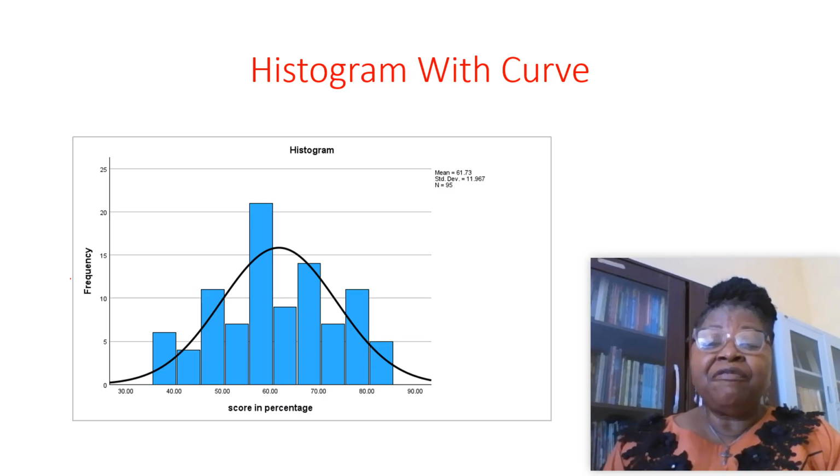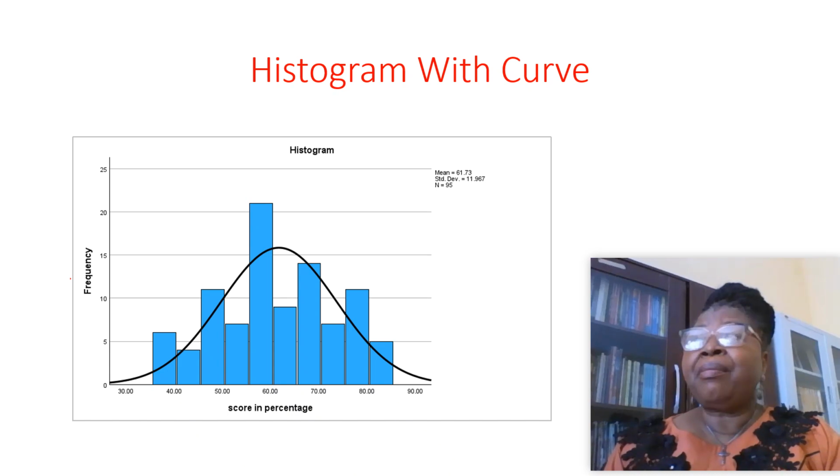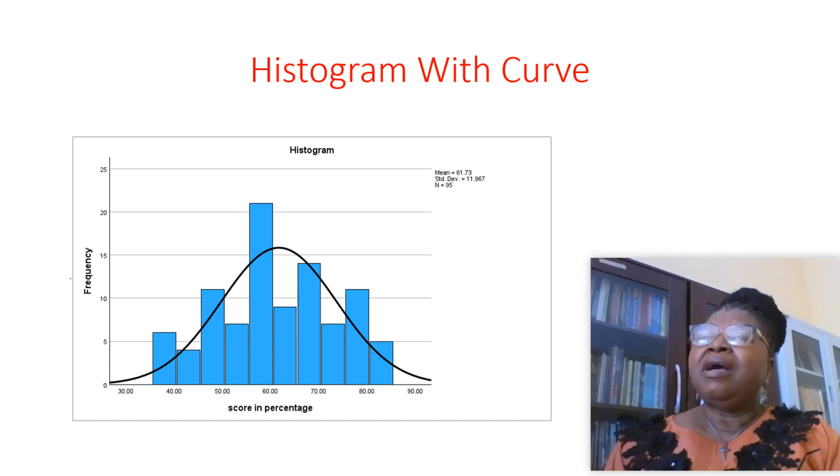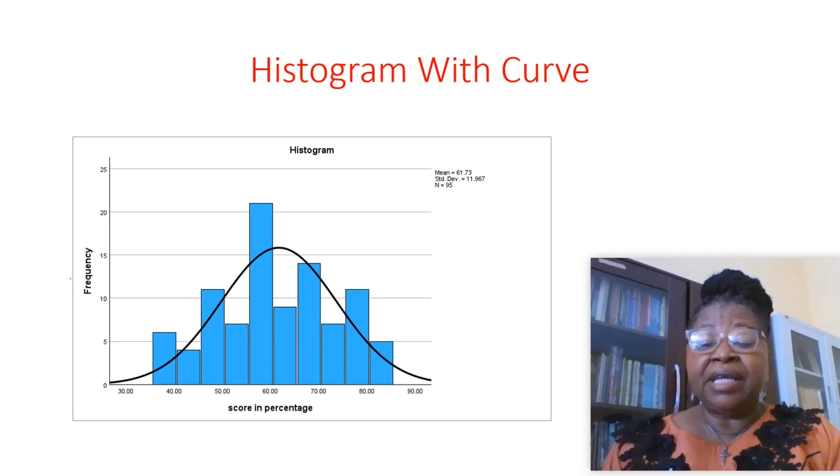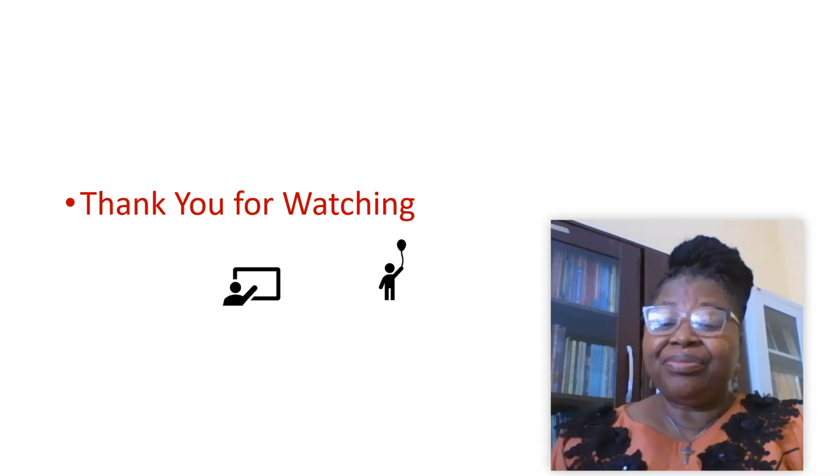So what have we talked about now? We have talked about data organization, and we can organize data instead of doing it manually. You can use SPSS, and it will be made easy for you. You can do a bar chart, you can do a table of frequency distribution, pie chart, histogram, and so on.